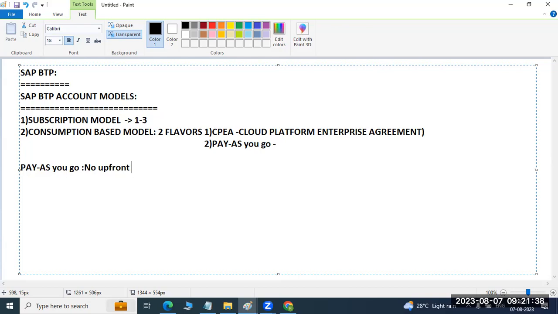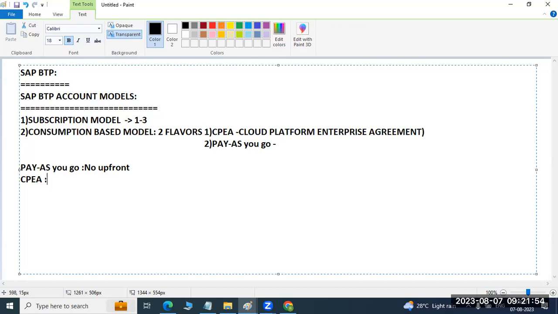And also, when I talk about the CPEA, just to note down this technical term, CPEA agreement. Majorly, most customers are interested in the CPEA only.